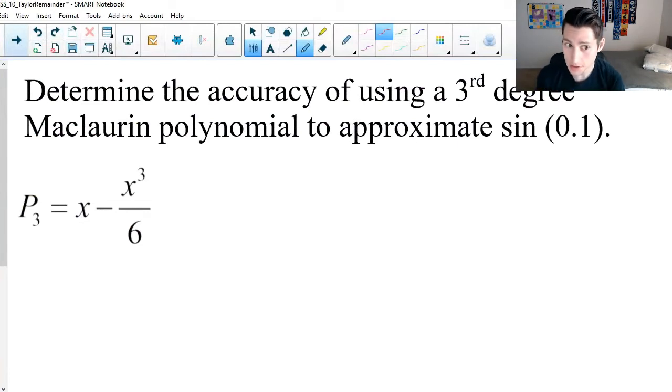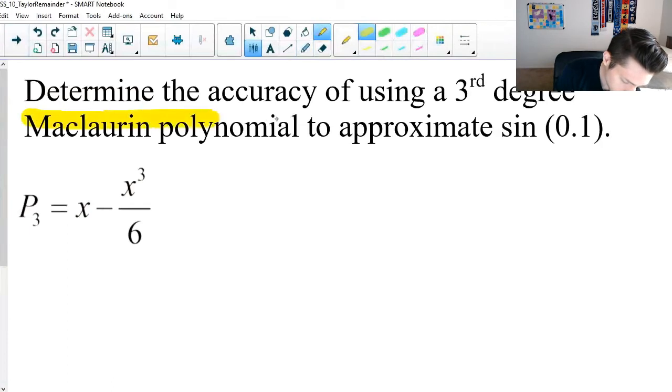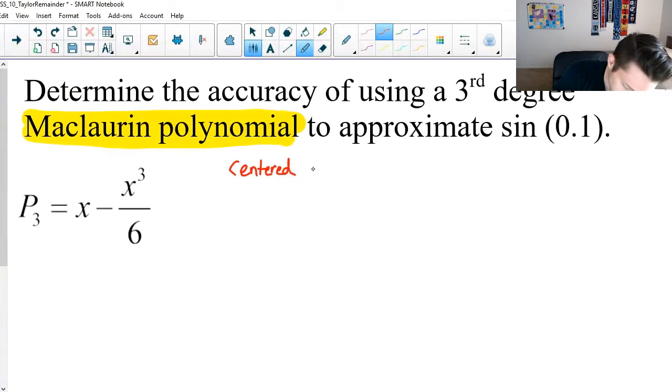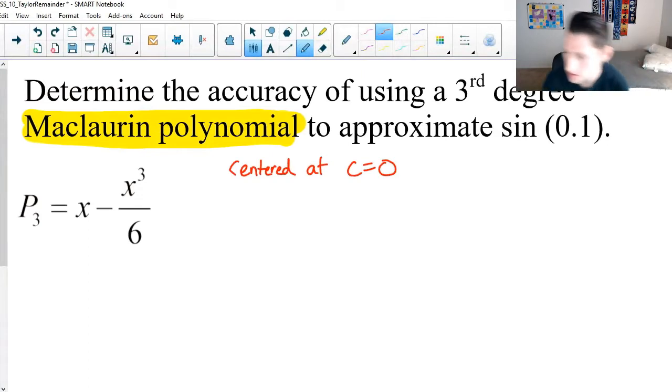Determine the accuracy of a 3rd degree Maclaurin polynomial to approximate sine of 0.1. Now, first off, let's remember what a Maclaurin polynomial is. This groundbreaking polynomial, which is just a Taylor polynomial, which is centered at 0, okay? So, crazy stuff. The problem is already telling us what the Taylor polynomial is.